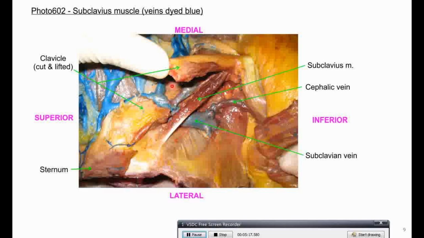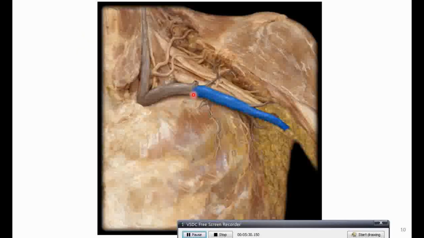Clavicle is cut and lifted. Cephalic vein draining into the axillary vein, subclavian vein. If the finger is pressed medially between axillary artery and vein, a firm resistance of scalenus anterior muscle can be felt on the upper surface of first rib between axillary artery and axillary vein.